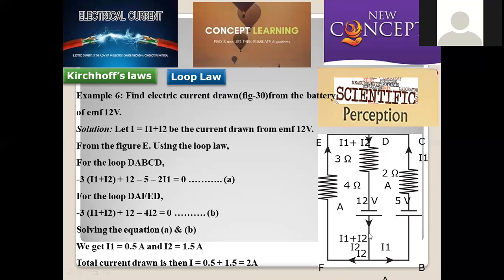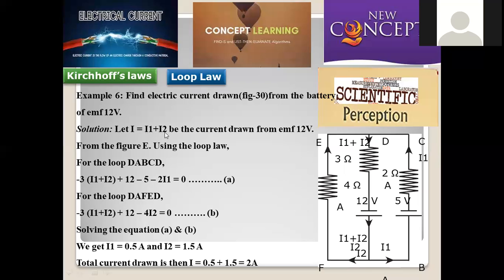Let us find out how many batteries are there. 2 batteries. How many resistors are there? 3 resistors. And the loop points are, this is one loop, this is one loop, and the entire loop is also taken into consideration. Now let us see. Find the electrical current drawn in the figure from the battery, where the EMF of the cell is taken as 12 volts. So this circuit is able to generate 12 volts of potential difference.